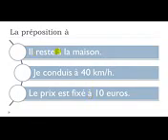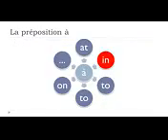So, il reste à la maison. Je conduis à 40 km/h. Le prix est fixé à 10 euros. So, if you want to express this at concept for these situations, then you will have to use this preposition à. Now let's see the second category we will have, and it will be this in concept.